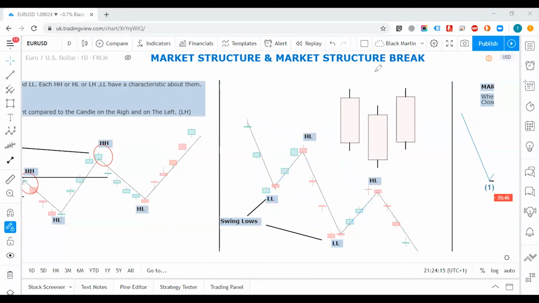Now, let me mention quickly, just in case I forget, one of the major uses, if not the only use actually, of market structure and the swings is to determine the direction of the market. Okay, it is to determine the direction of the market. This helps you to create your own bias. This helps you to know where you are in the market. This helps you to know what you want to do in the market.